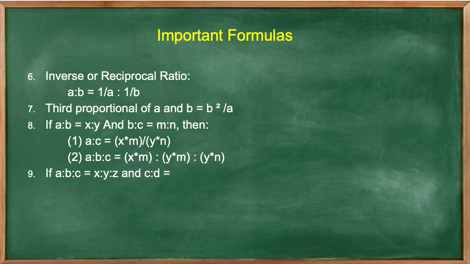Number 9. If A is to B is to C is equal to X is to Y is to Z and C is to D is equal to M is to N, then A is to B is to C is to D is equal to M into X is to M into Y is to M into Z is to N.